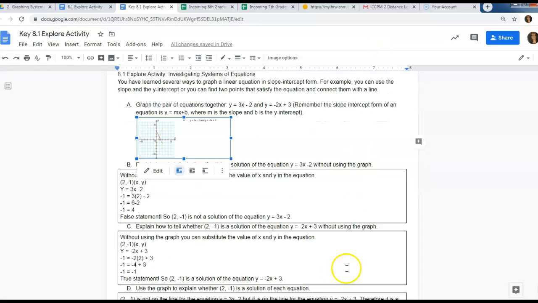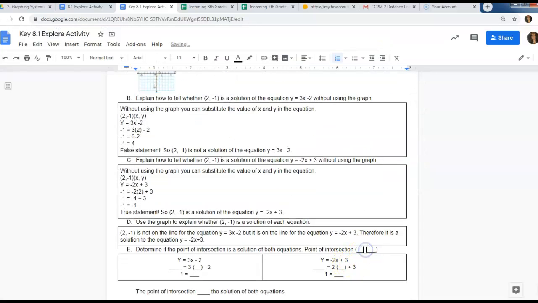So I'm going to put right here, point of intersection is (1, 1). So now we're going to substitute it in here. Well, my y value is 1, and my x is 1. Some of you struggle with just multiplying right here. So look, 3 times 1 is 3. Minus 2, this is 1. So I put 1. It's a true statement, so it is a solution for this equation.